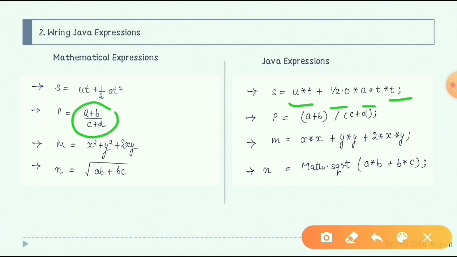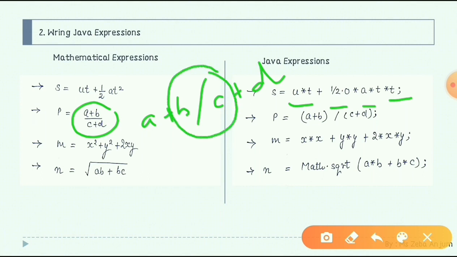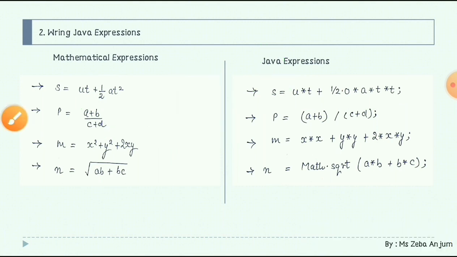No multiplication sign is there, but if you write down just a + b / c + d, then automatically what will happen? Only the division operator will be performed between these two operands. b divided by c will only be performed, but we need to perform this division between these two things. So that is why parentheses, or you can say brackets, are important over there. Likewise, you can solve the third one as well as the fourth one.